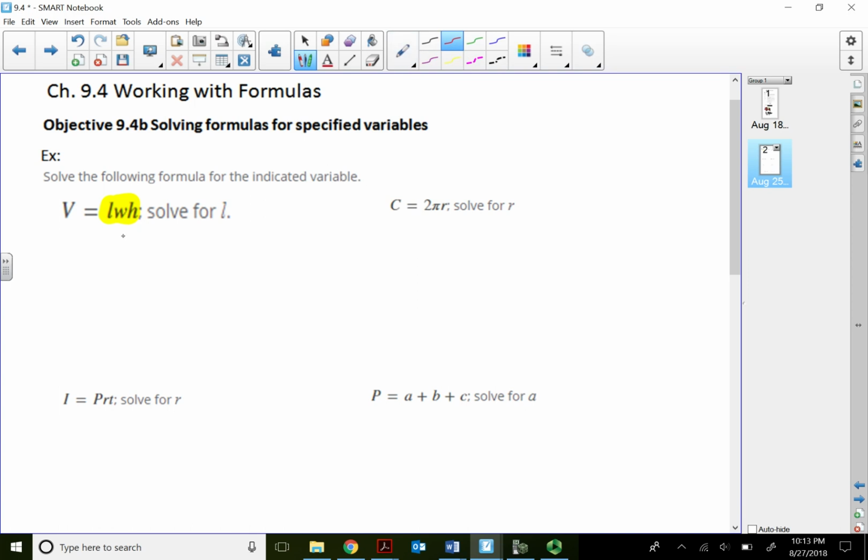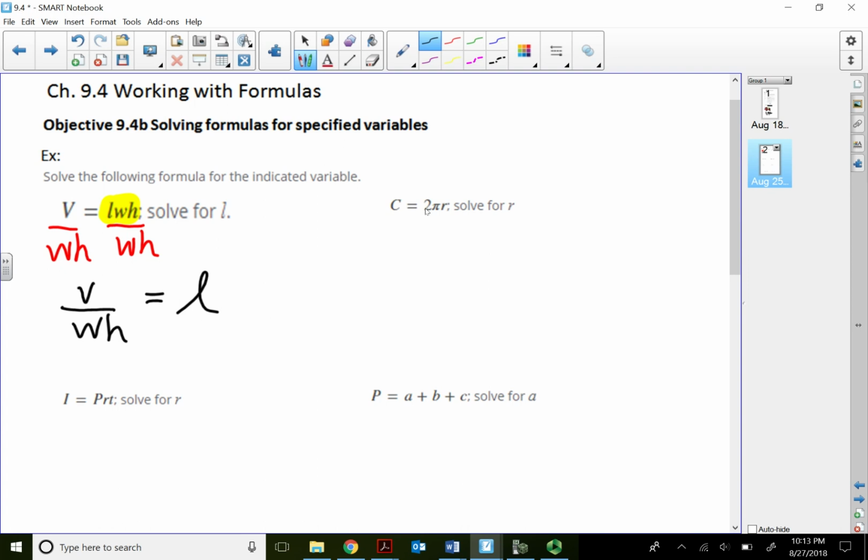As you can recall in module 9.1, I mentioned a coefficient does not always have to be a number. Coefficients are factors inside the variable term other than the variable itself. So in this case, W times H is my coefficient. All I'm going to do is divide both sides by the coefficient. Then L equals V over WH. And that's all it is.